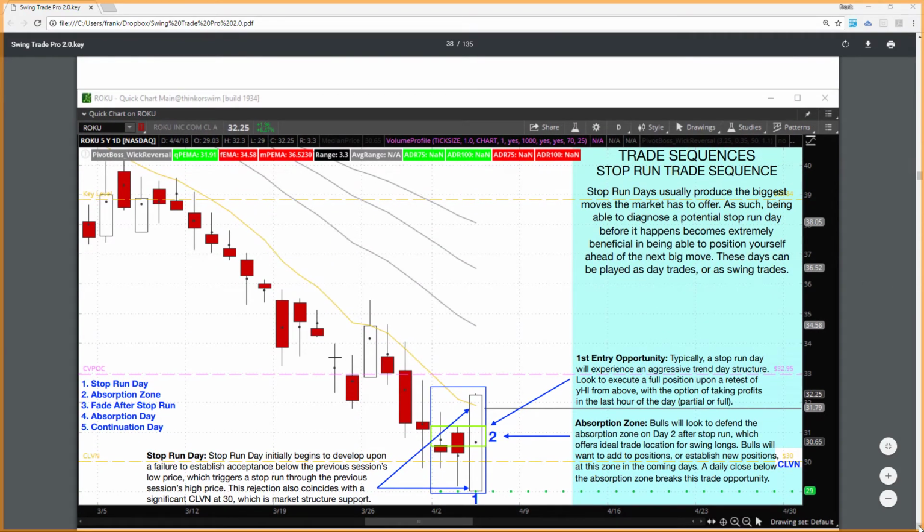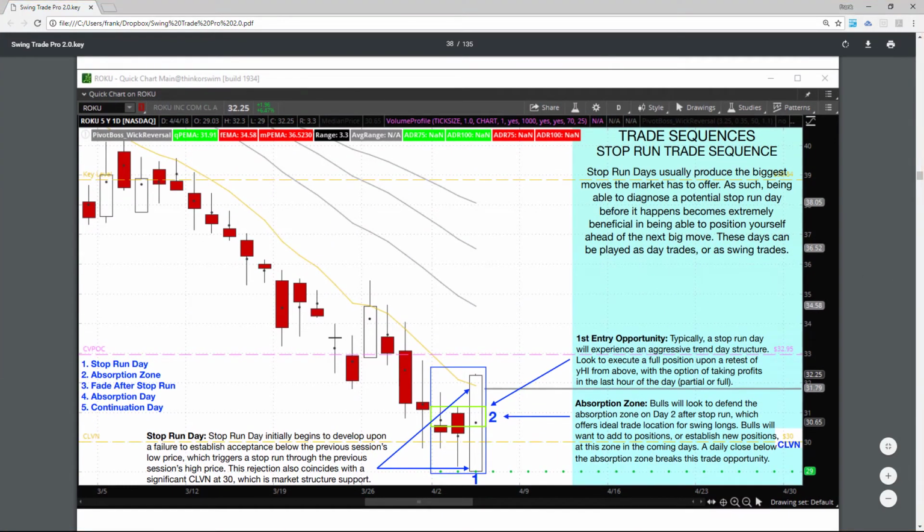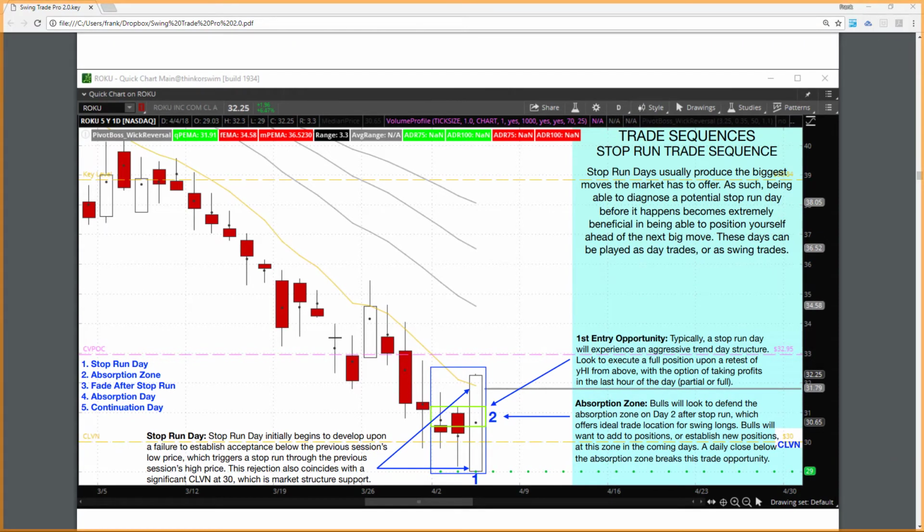This is Roku, and Roku had a fantastic bounce off of the $30 level. This was a major CLVN in the chart. Price had dropped significantly from as high as 52s and then recently here from 40 all the way down and dropped into this $30 level. We were watching this LVN very closely.